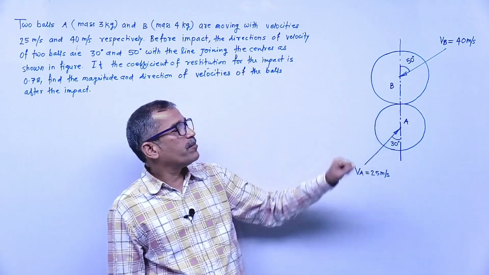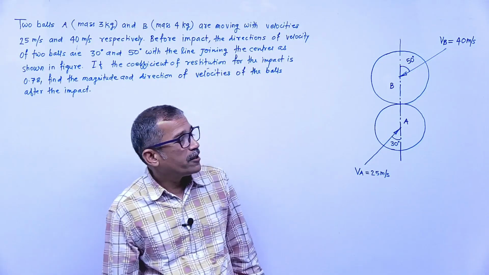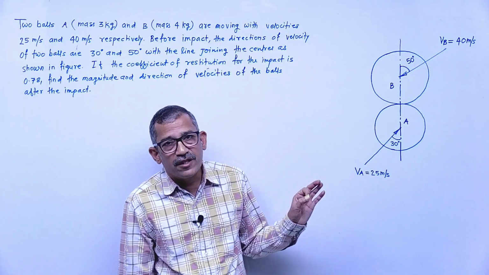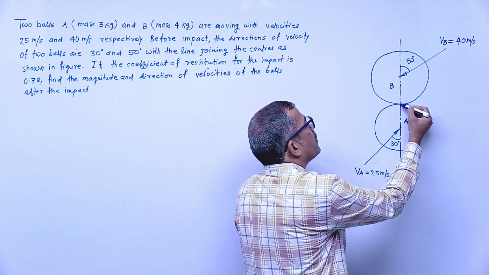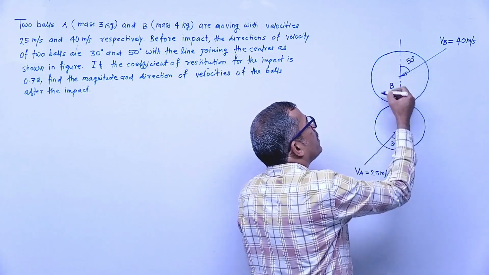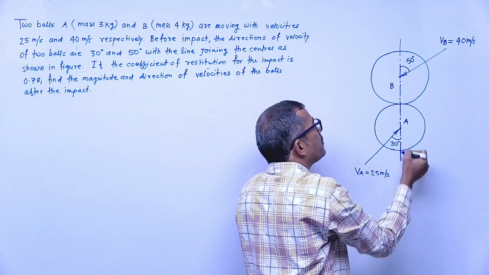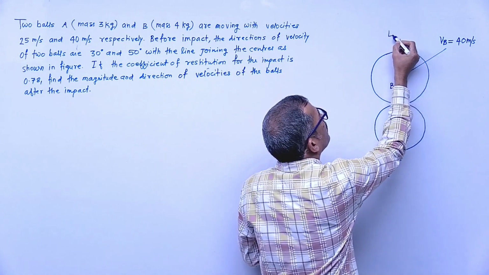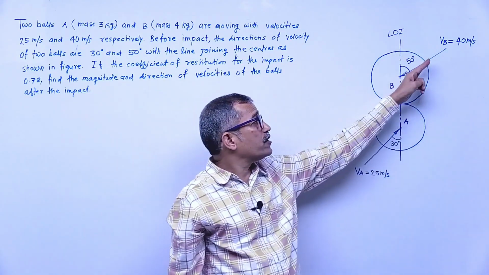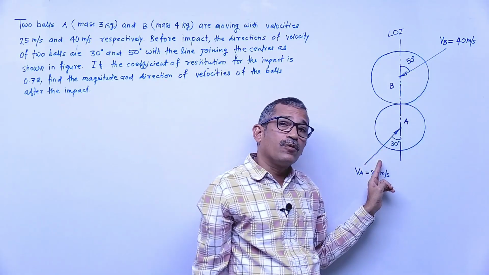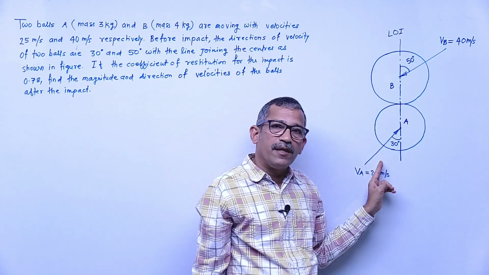Which type of impact is this? First you must know the line of impact. The line of impact is the line which is normal to the contact surface. Here is the contact point, and both are circular bodies. If you draw the normal, it will pass through this center and this center, so this vertical line is the line of impact. Velocities of the bodies are non-collinear with the line of impact. Therefore, the impact is oblique or indirect impact.